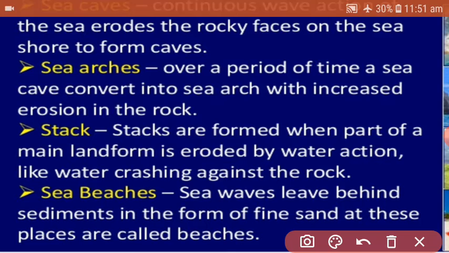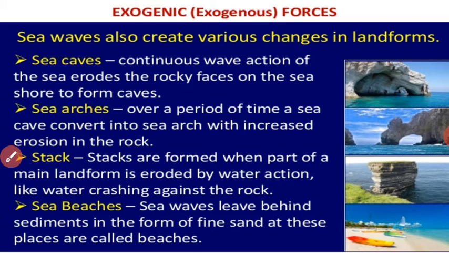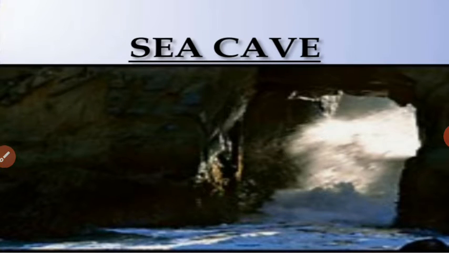So sea waves, when they arrive at the shore areas, leave behind sediments in the form of fine sand, and such a creation is known as a beach. There are the sea beaches you can find in the picture. Now we will be studying all these four in different ways. So let's have the first, that is the sea cave.